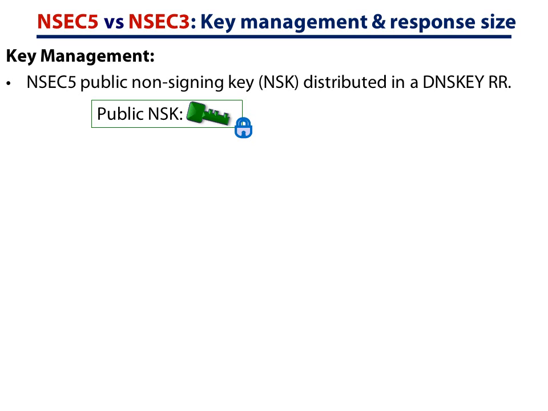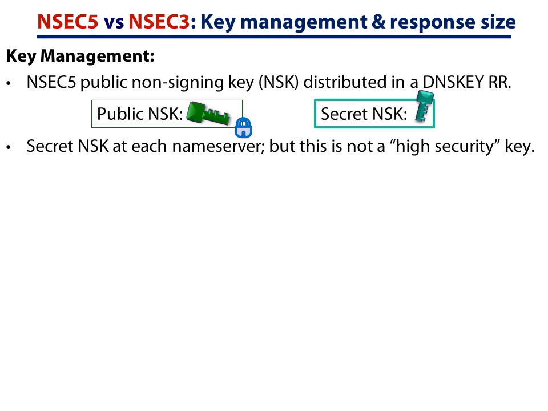So in NSEC5, we have these NSKs. We have the public NSK, which is used for verification. And we also have the secret NSK. So distributing public keys in DNSSEC is a solved problem in a sense. We have the DNSKEY resource record that we can then use for the NSK.